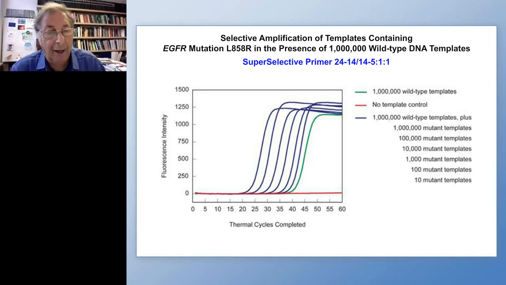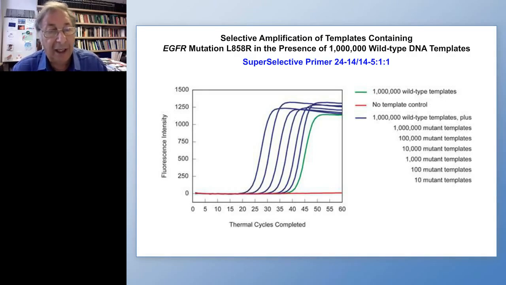There are 8 reactions shown here. The blue reaction is a control. It's just everything's there except for there was no template DNA at all. You see nothing happens. No primer dimers, nothing false. The green result shows a reaction initiated with 1 million wild-type templates. And it is suppressed so much that the signal only begins to appear above background after the 40th thermal cycle has been completed.